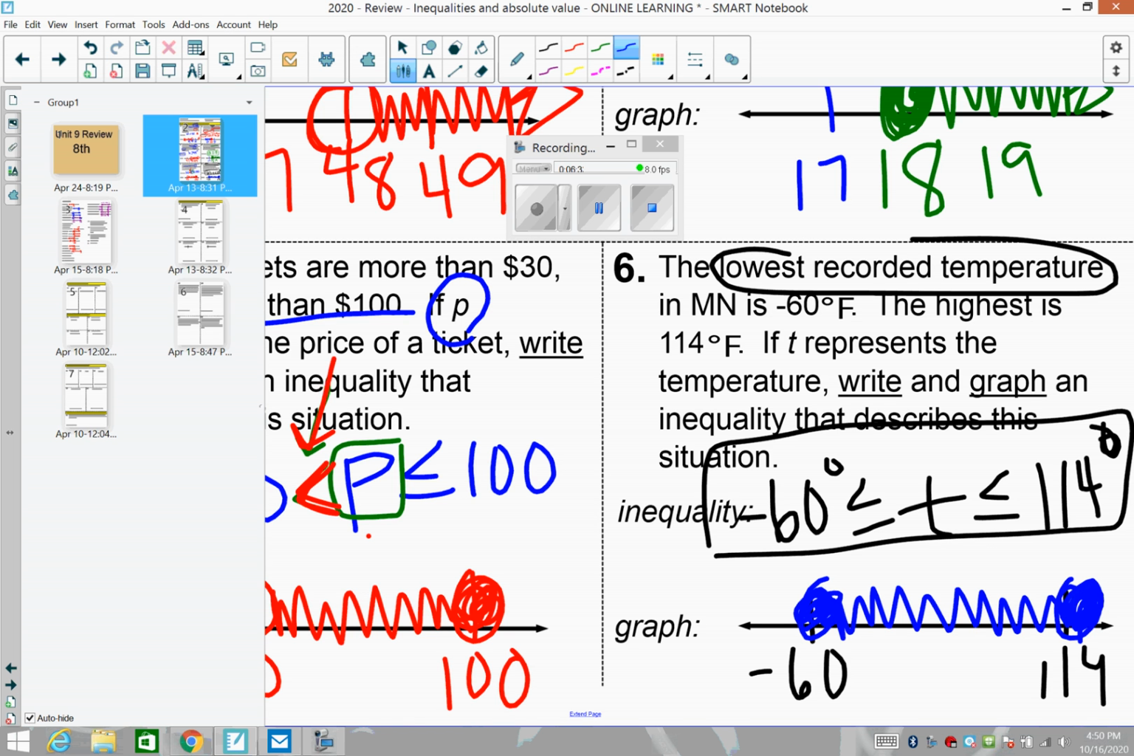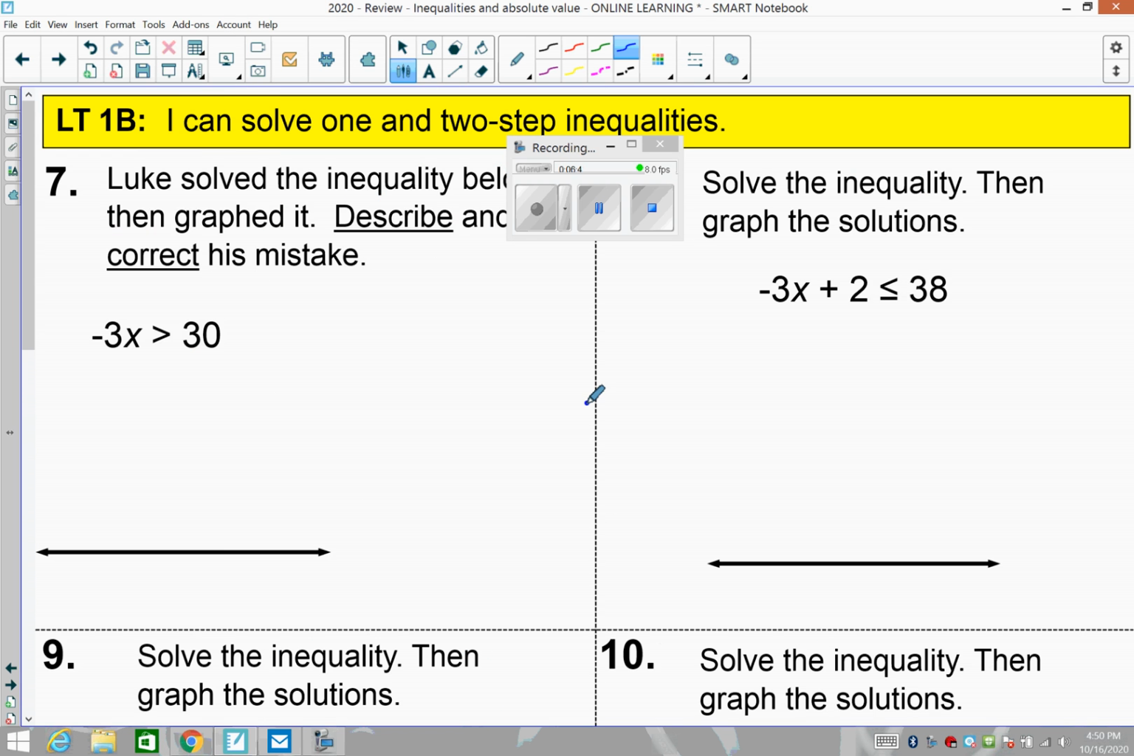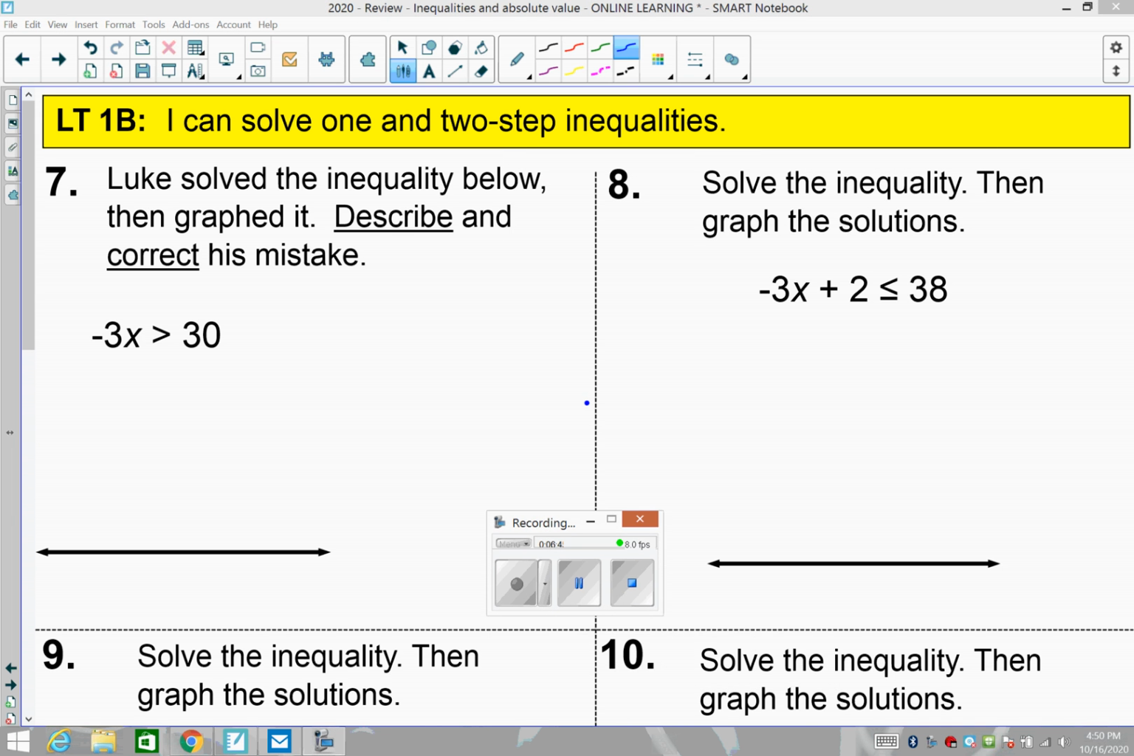All right, so that is your first learning target, I can write and graph inequalities, getting ourselves ready for the review. Learning target number 2 then is that I can solve one and two step inequalities. Sometimes it's in a real world situation, sometimes it's not. Luke solved the inequality below and then graphed it. Describe and correct his mistake.